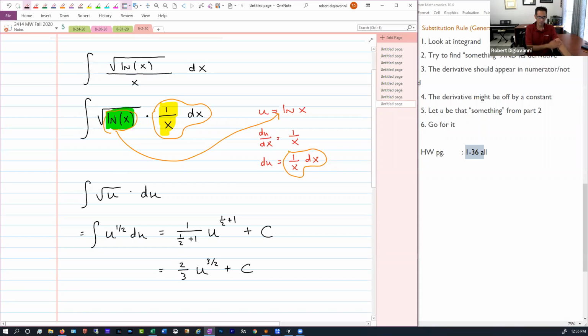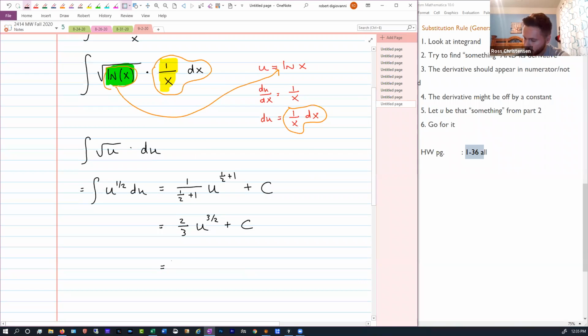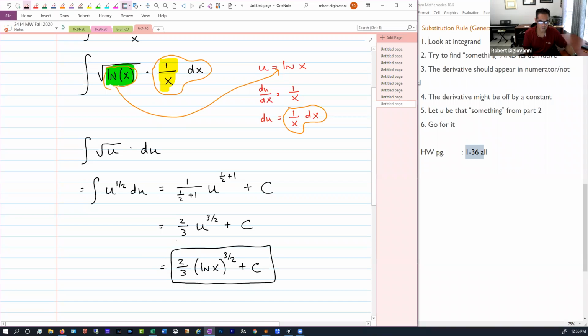One more step. And then it would be 2/3 of the natural log of x to the 3/2 plus c. Awesome. Yeah, good job. Thank you.